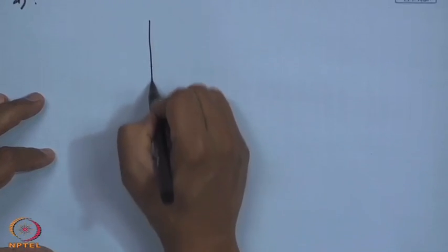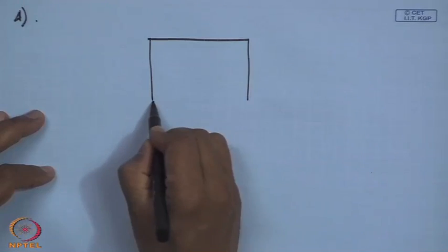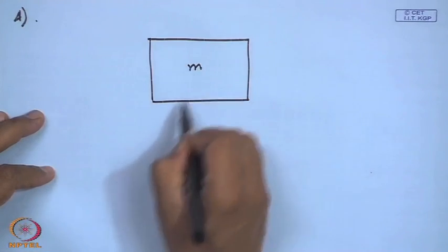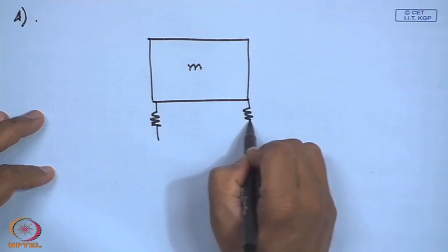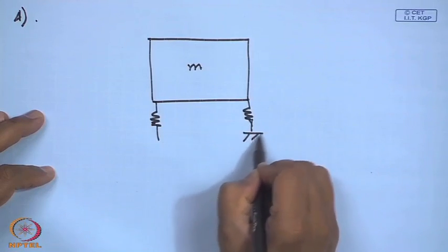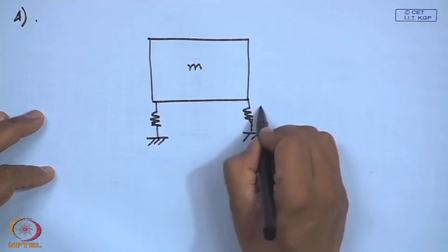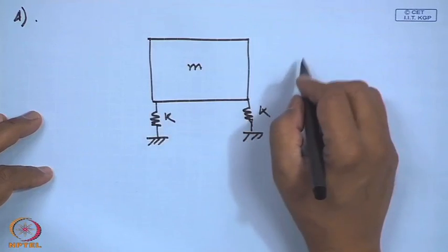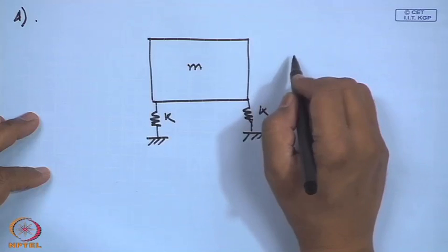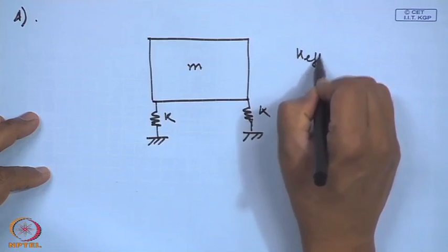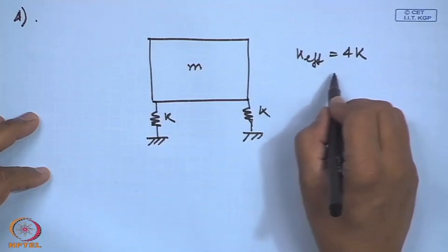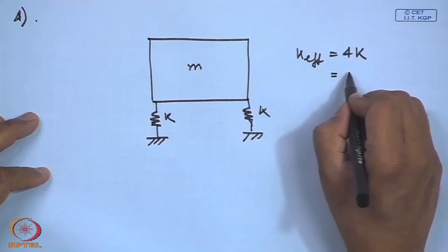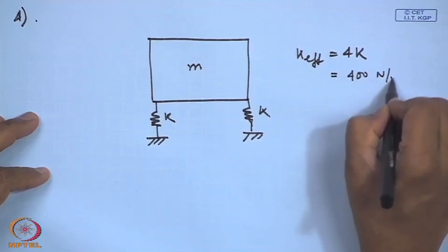See, this is a machine, a mass M supported on four springs. I am just showing a 2D plane view, so I am not showing the other two springs. So, the effective spring, because there are four springs, K effective is nothing but 4 times K, and the value of K is 100. So, this becomes 400 Newton per meter.